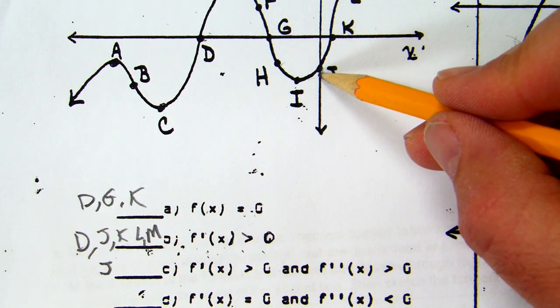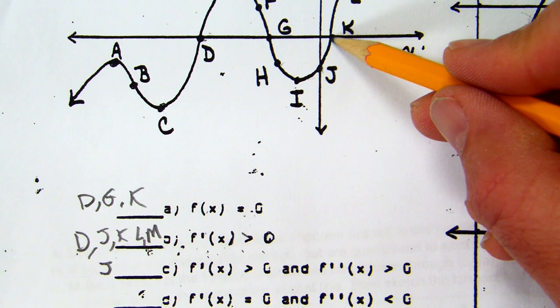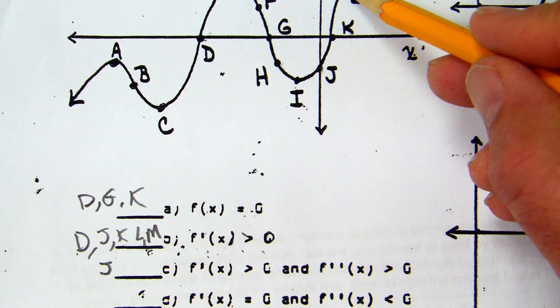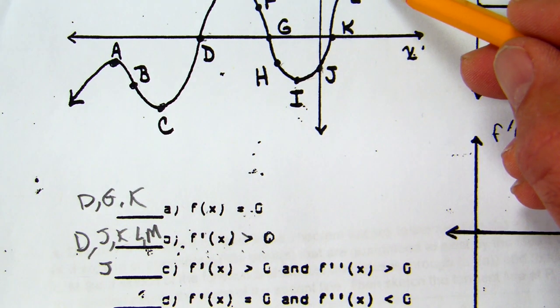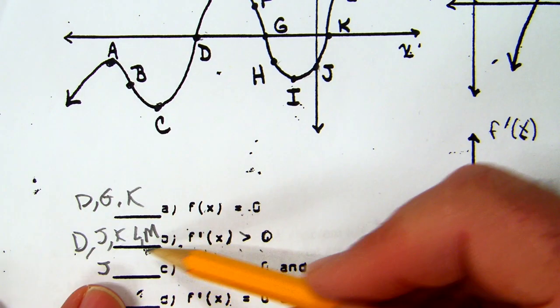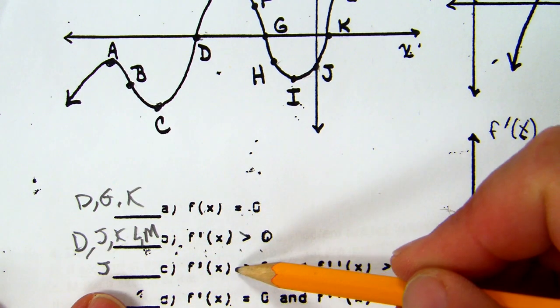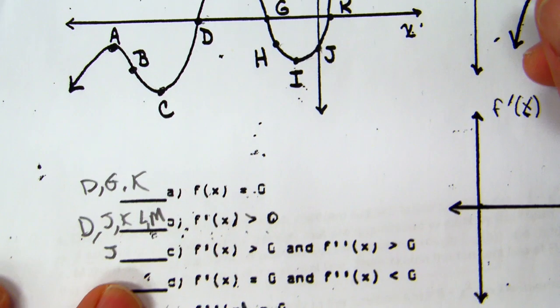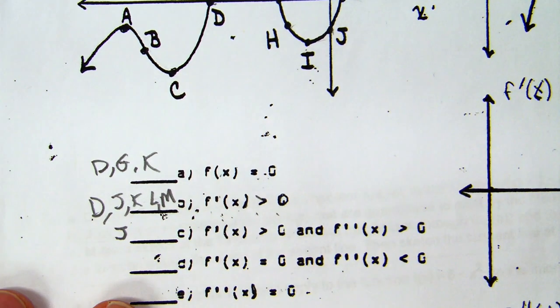Okay. K, nope, that appears to be an inflection point. L, no, because that's concave down. And M, that's an inflection point. Okay. I think the only one is J, where the function is increasing and concave up. Like I said, if I miss one of these, let me know.